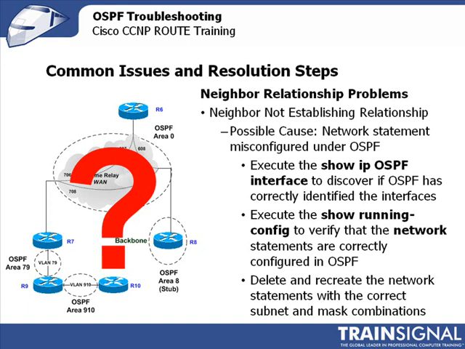If the mask is a little more exclusive, you may fail to be able to identify a particular interface. And if that's the case, delete and recreate the network statements with the correct subnet and the correct mask combinations. Then execute show IP OSPF again, and you'll probably see that the problem has been corrected.